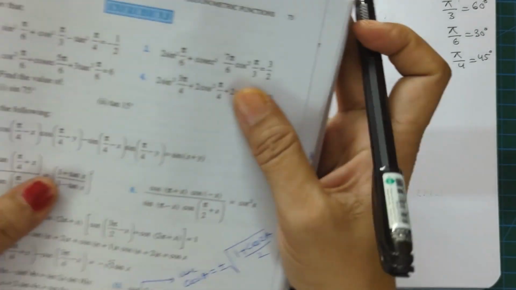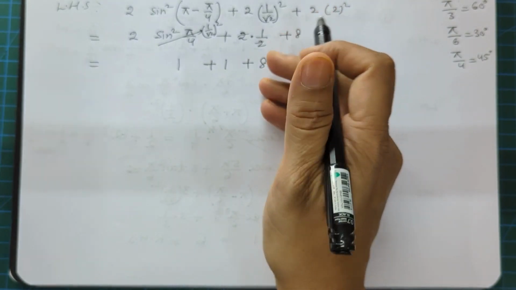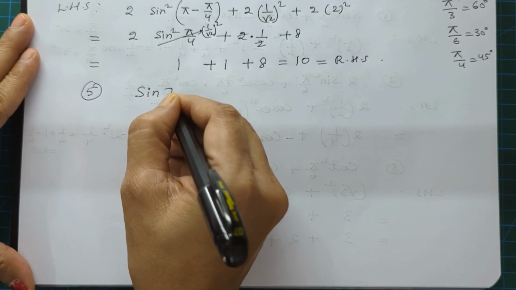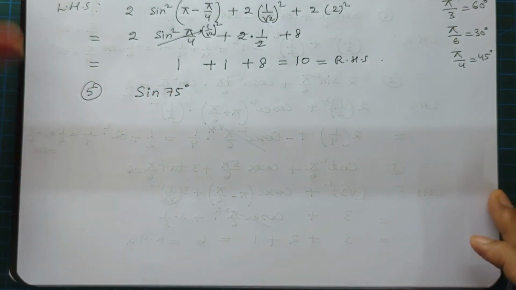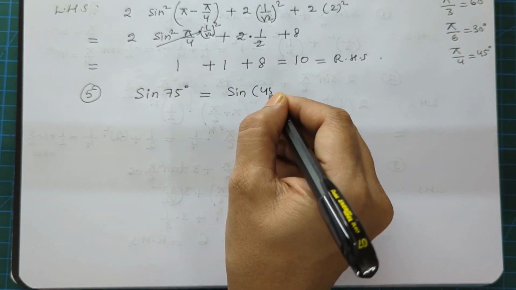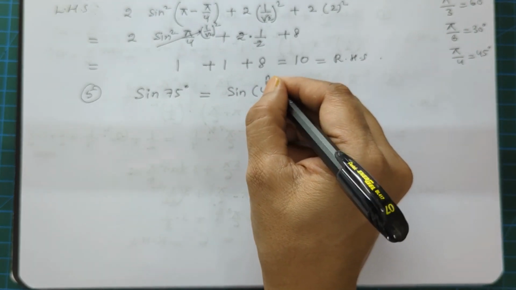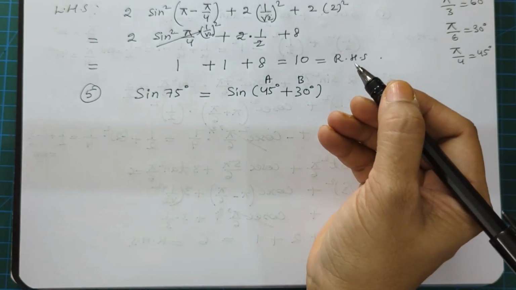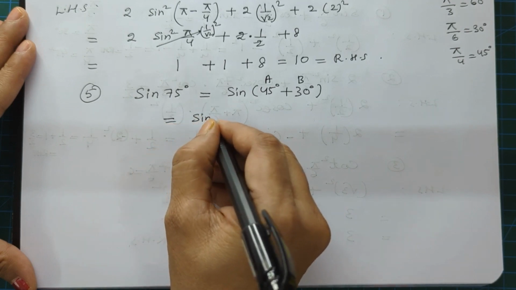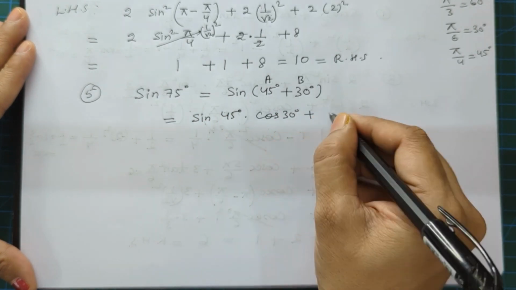Now we go for the fifth question. Find the value of sine 75. So we are supposed to find sine 75. So here this is an application of sine a plus b. Sine 75 can be written as sine of 45 degrees plus 30 degrees, where a is 45 and b can be considered as 30. We are using the identity sine a plus b. Sine a plus b is sine a cos b plus cos a sine b.